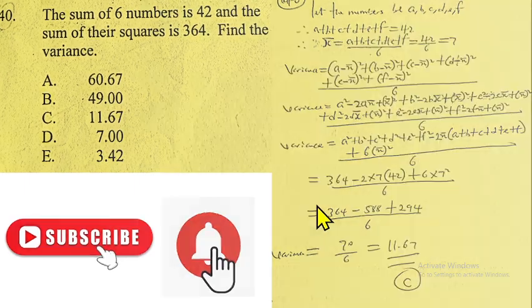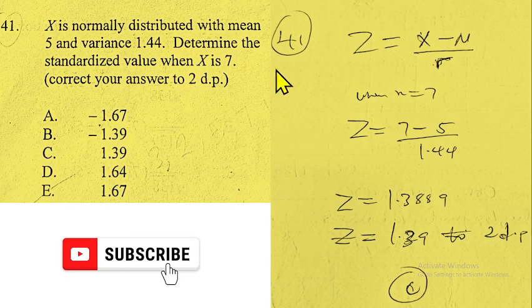Question number 41 is on normal distribution. We are told that S is normally distributed with a mean of 5 and variance of 1.44. Determine the standardized value when S is 7. Correct your answer to 2 decimal places.